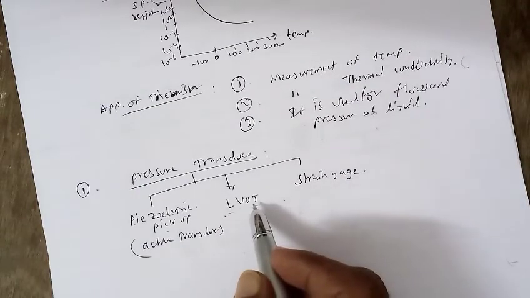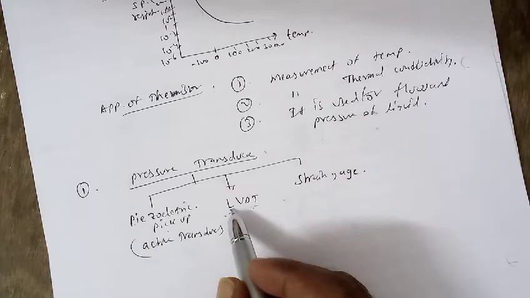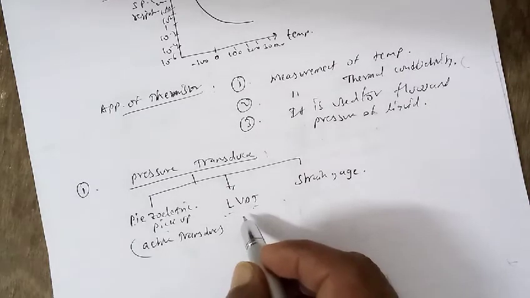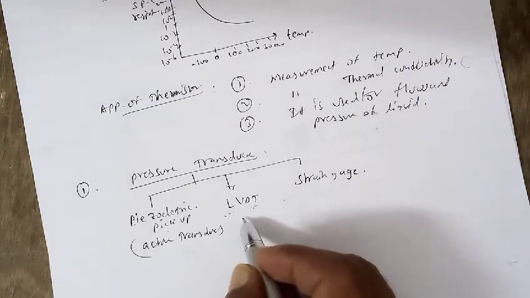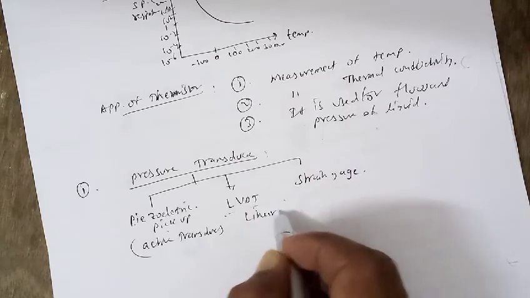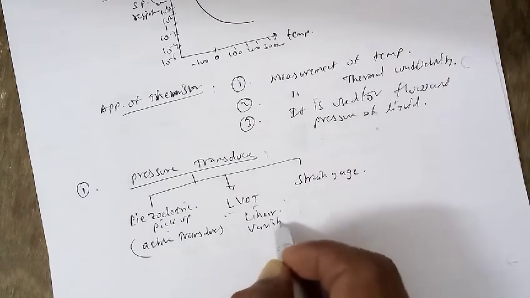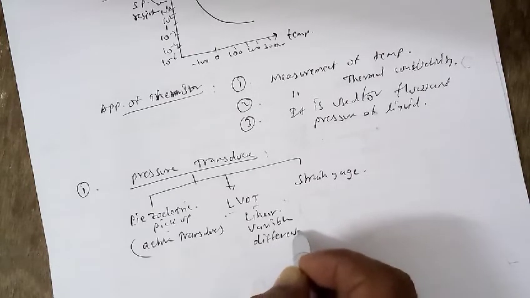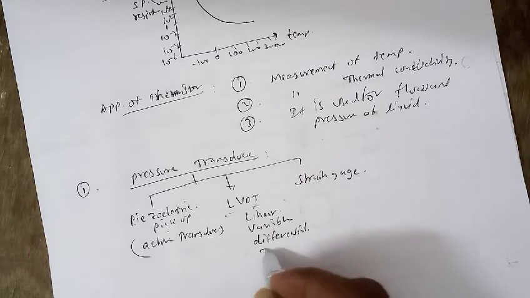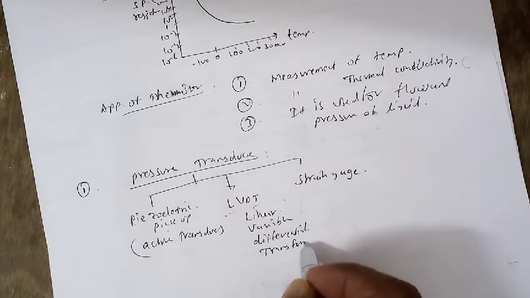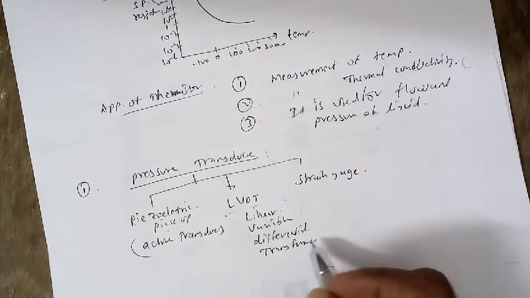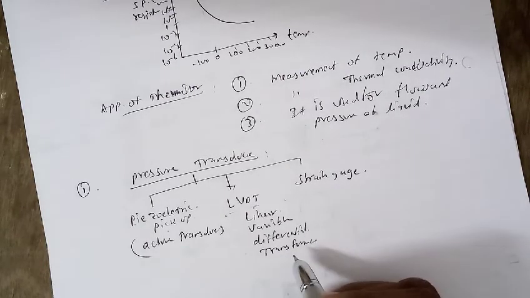The second one is called the LVDT. This LVDT is a linear variable differential transformer, or you may say a transducer. Okay, linear variable differential transformer. It is used as a pressure or displacement transducer.